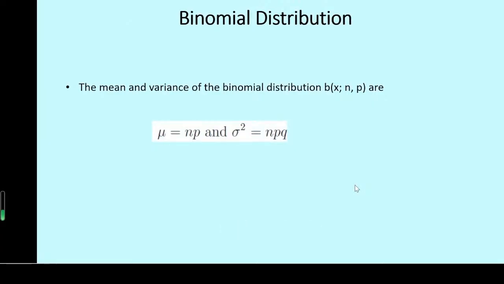And the mean of the binomial distribution is np, and the variance sigma squared of the binomial distribution is npq, where q equals 1 minus p.